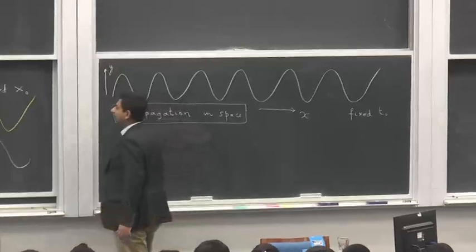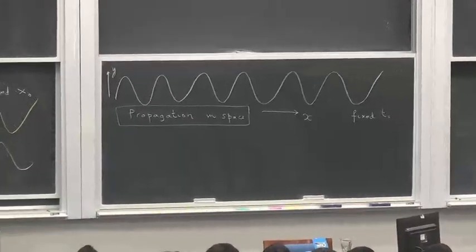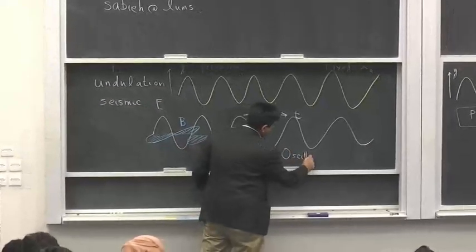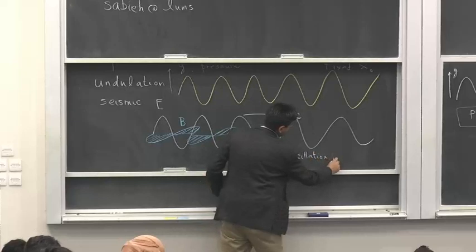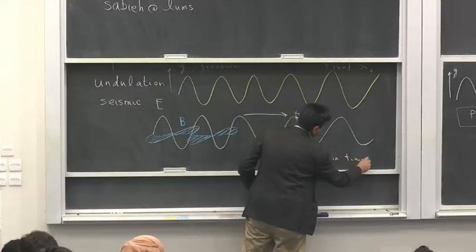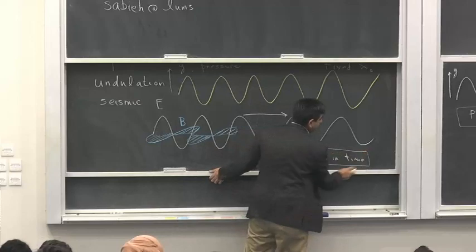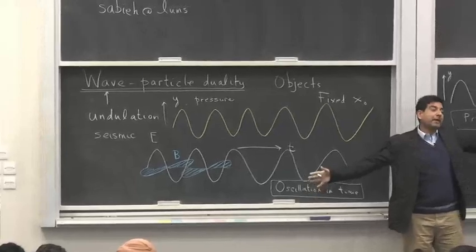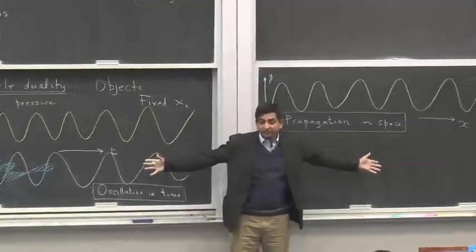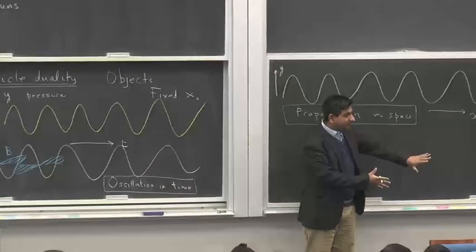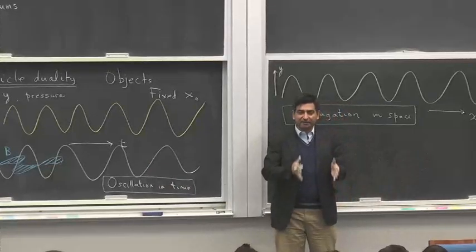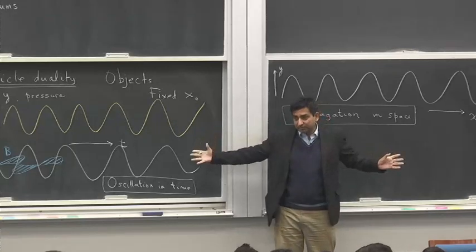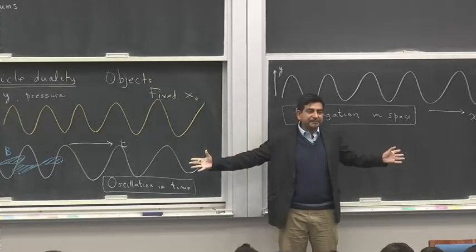And this image over here represents oscillation in time. Both of these are legitimate representations of a wave. Two ways of looking at the same wave, which is going forward in space and it's also oscillating in time. Both of these spatial and temporal dynamics happen at the same time.